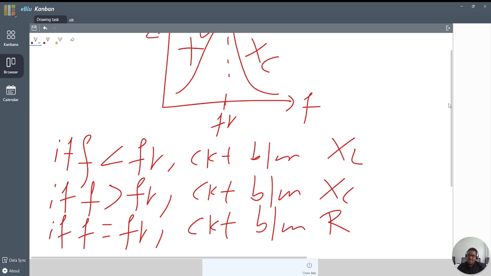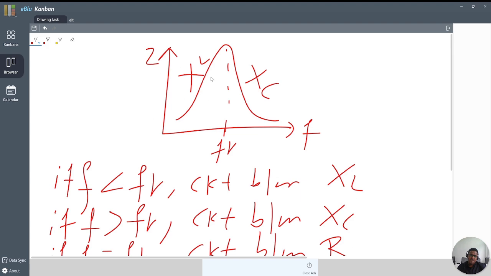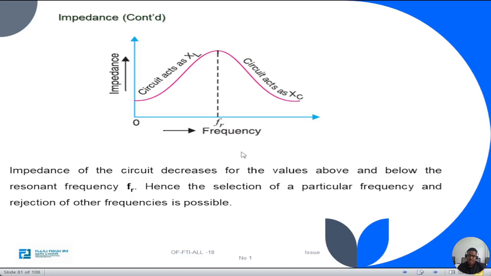This is the characteristic of impedance with resonant frequency. The impedance of the circuit decreases for values above and below the resonant frequency. Hence, the selection of a particular frequency and rejection of other frequencies is possible. If F is less than the resonant frequency, the circuit acts as inductive reactance. If the frequency is greater than FR, the circuit acts as capacitive reactance. But if F equals resonance, it is resistive.